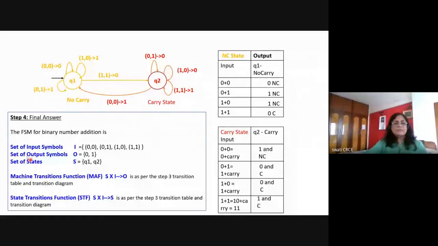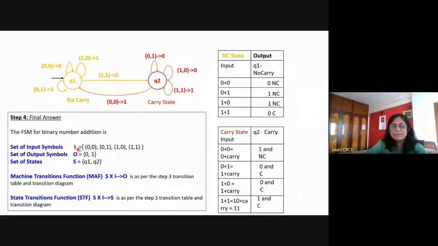You just have to write that the FSM for binary number addition is capital I, capital O, capital S, where I is a set of input symbols, O is a set of output symbols, S is a set of states, and all these states are finite. So you can write here finite. And capital I is equal to all four types of inputs: 00, 01, 10 or 11. Any one element of the set is the input.